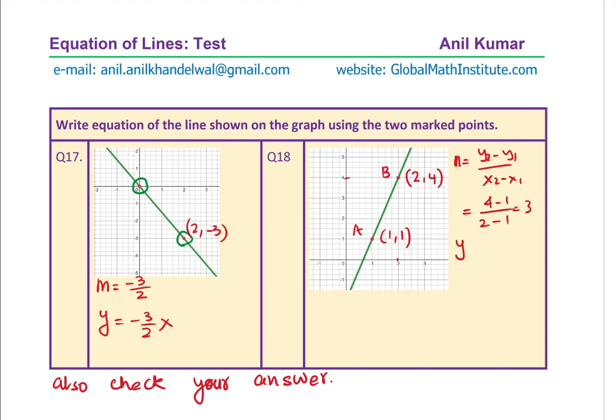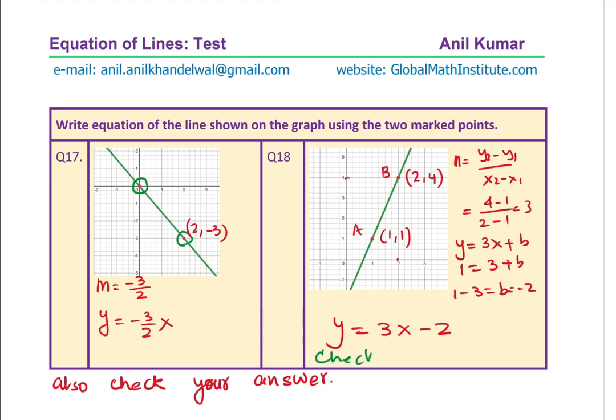And therefore, the equation will be y equals 3x plus b. To find the value of b, we could put in one of these points. Let (1, 1) be a good point, right? So in that case, 1 minus 3 is equal to b, which is minus 2. And therefore, we get the equation y equals 3x minus 2. Perfect. So that is how we can find this particular line.